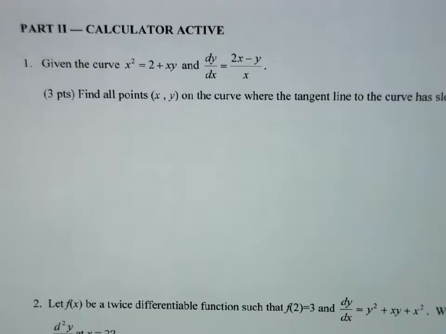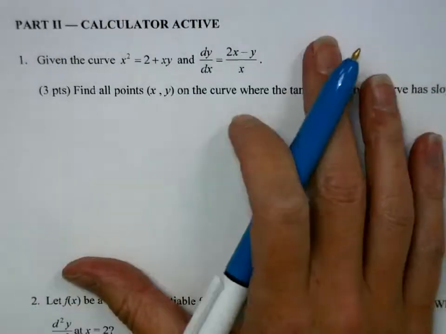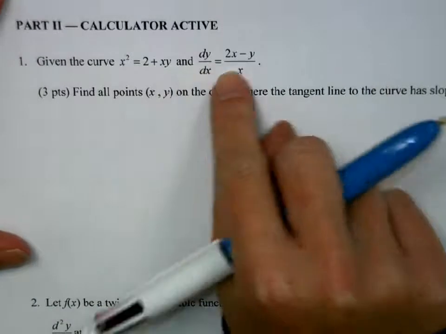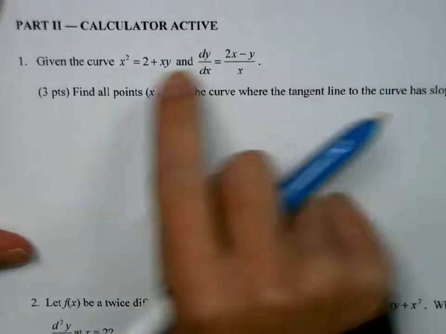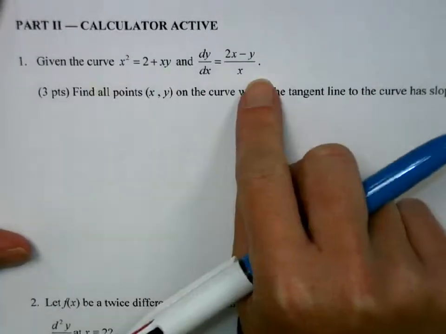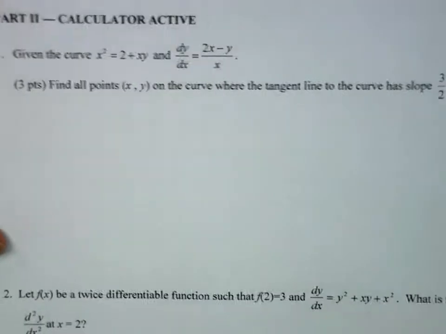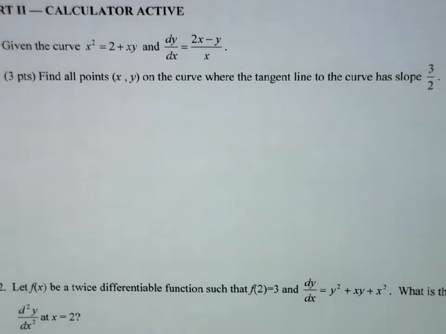In this video, I'm going to go through your Unit 3 review, the calculator portion. Our first question says, given the curve x squared equals 2 plus xy, and we're given the derivative. If I did this derivative implicitly, this would be the result. We want to find all points on the curve where the slope is 3 halves.